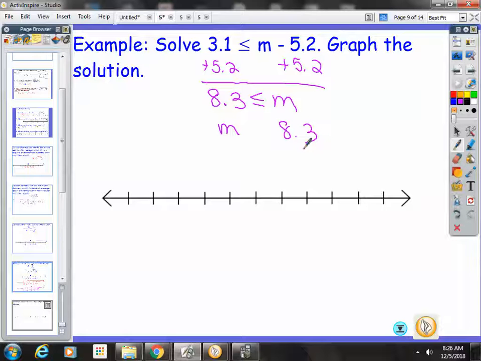Now, in an inequality, if I flip sides like that, what else do you think we need to switch? This symbol. That's correct. So it's really m is greater than or equal to 8.3. Please write all of those steps on your notes page so you've got a good example. If our variable ends on the right side, we do want to go ahead and flip-flop and move it to the left side.